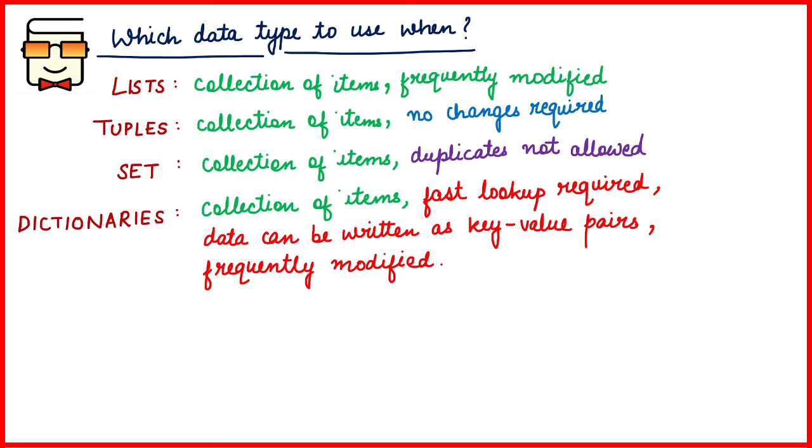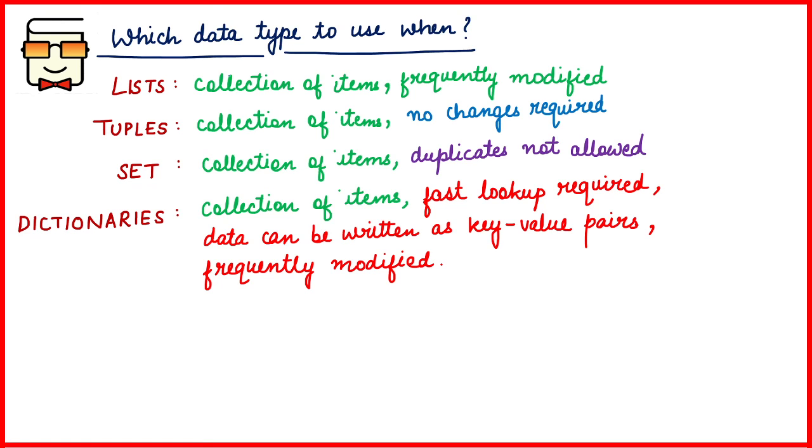So the case for numeric data types is quite clear. Integers are used when you do not want decimal points in your values. You only want positive and negative integers or zero. Then floating point numbers are used with decimals. Complex numbers are used when you want real as well as imaginary part, and Boolean has only two constant values, true and false.